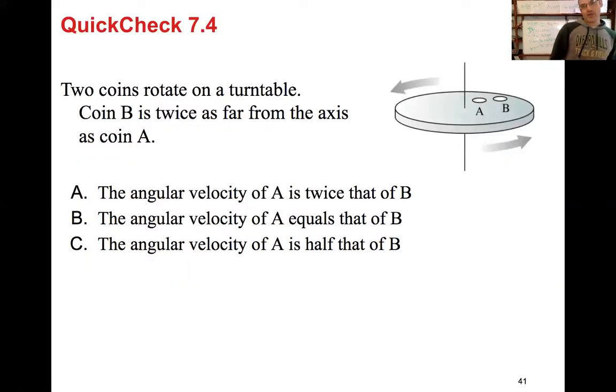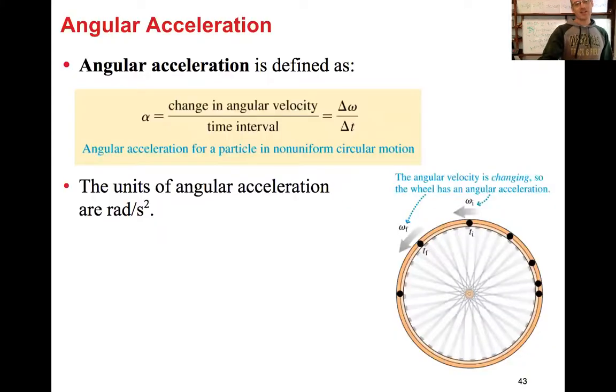All right, so you have coins on a turntable, and what is the angular velocity comparatively of those? Again, angular velocity means that they're moving at the same speed. So the angular velocity of A is equal to B because, again, they're rotating together on that same object.